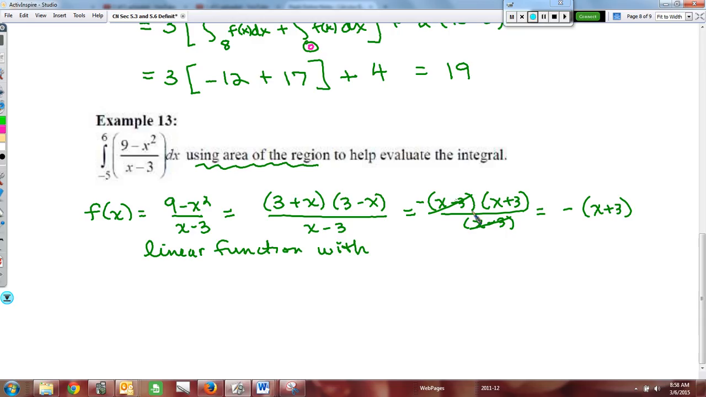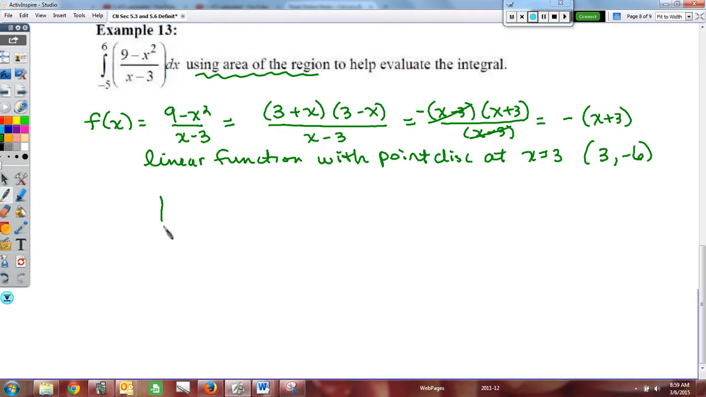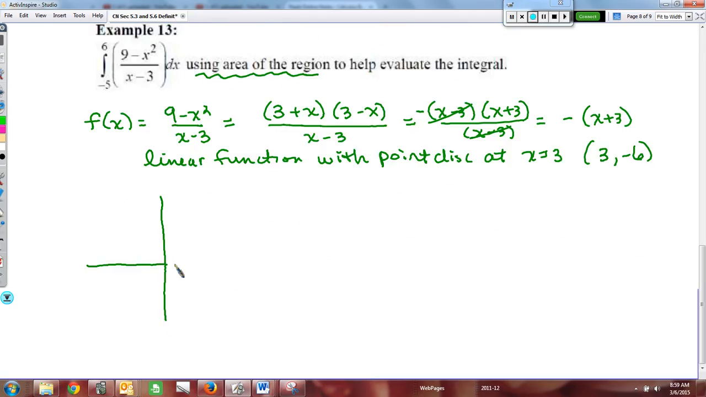with a removable discontinuity, with a hole, a point discontinuity, at x equal to 3, and the location of that hole is going to be negative 6. So I'm going to go ahead and graph it just to show you what we're looking at, and that's why we can use geometry on this, because it was linear.